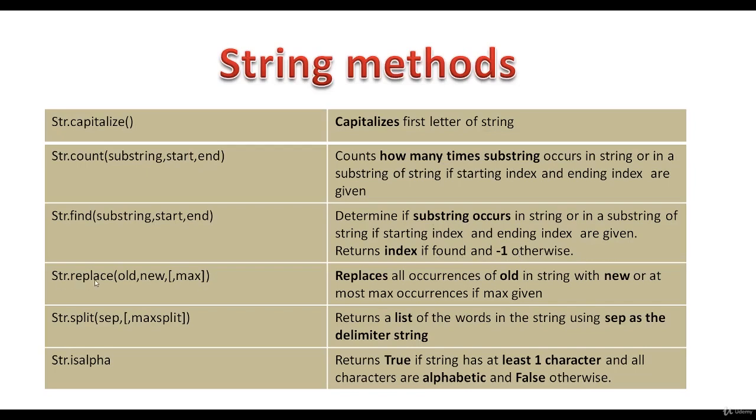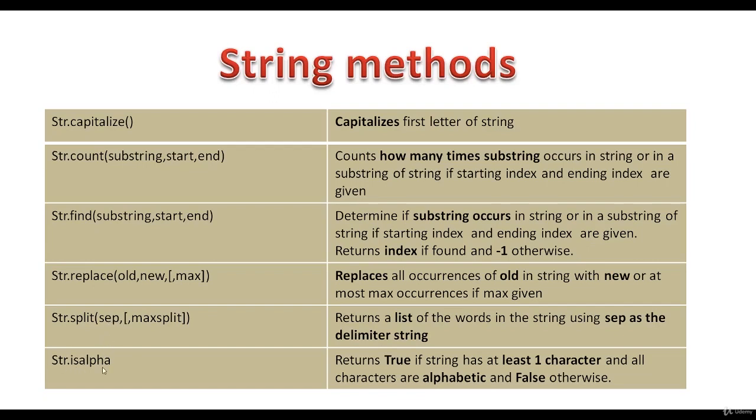String object dot replace old new replaces all occurrences of old with the new, or at most maximum occurrences if maximum is given. String object dot split returns a list of words in the string using separator as the delimiter string. If separator is not given, the default is white space.